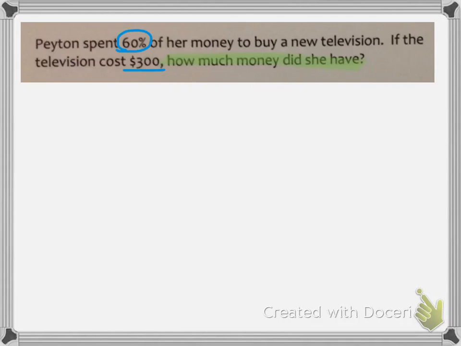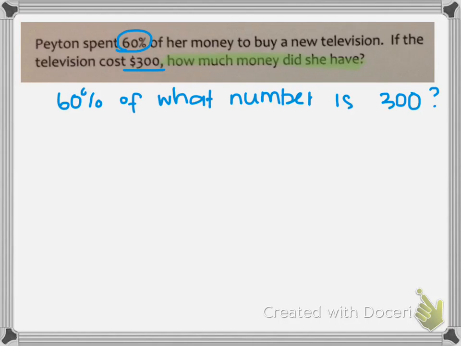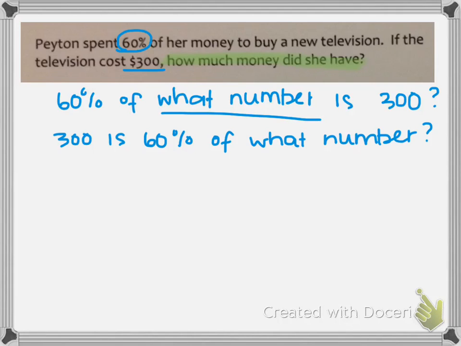So we can rewrite the problem. 60% of what number is 300? We need to find how much money she had total. So 60% of some number is 300. We need to solve. And if the problem was worded in a confusing way, then I rewrote it. 300 is 60% of what number? Well, we've seen problems like this before. We just practiced problems like this, and so we can set it up and solve easy.